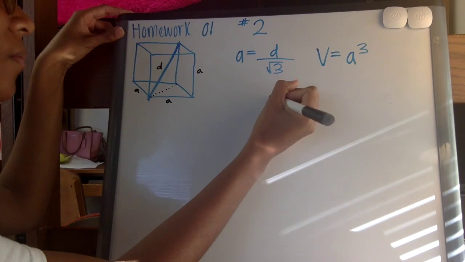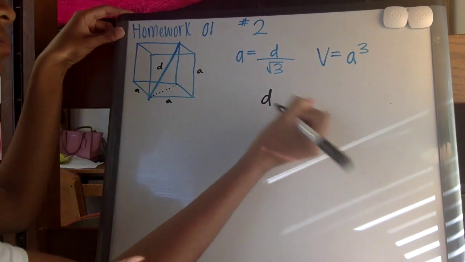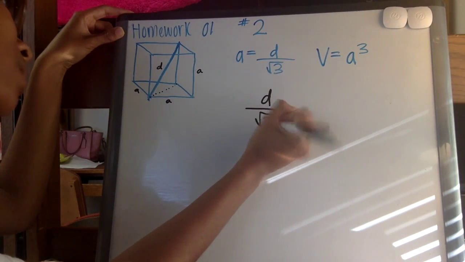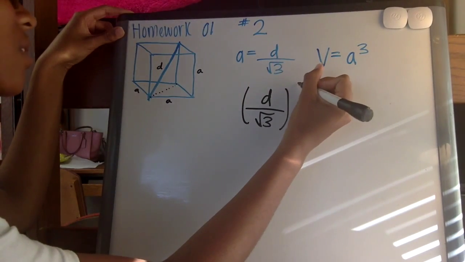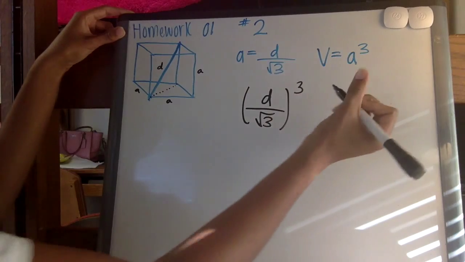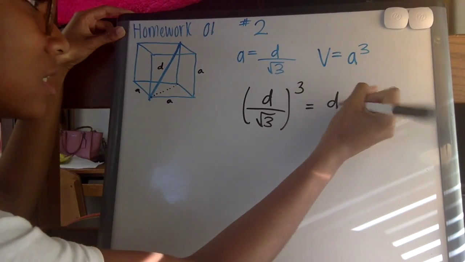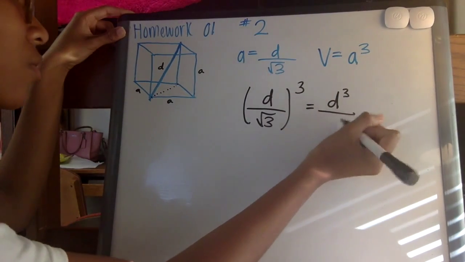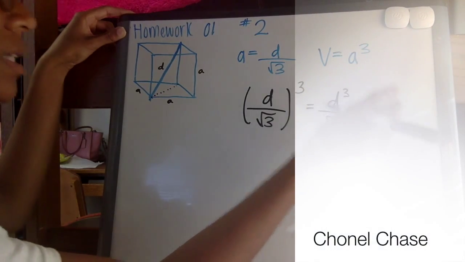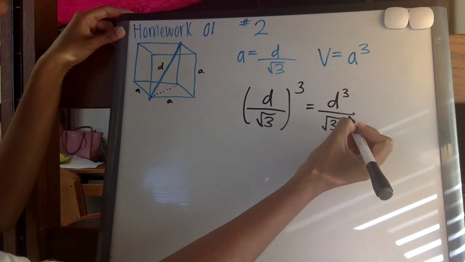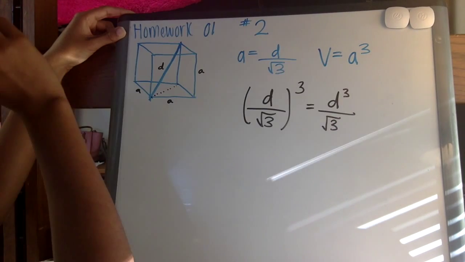So D over the square root of 3, to the power of 3 because it's being cubed, which simplifies to D cubed over the square root of 3 cubed. So basically that whole thing. Yeah, that's it.